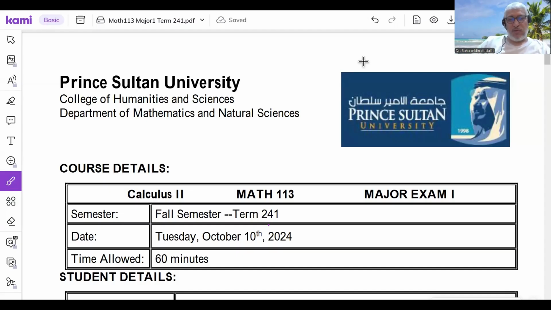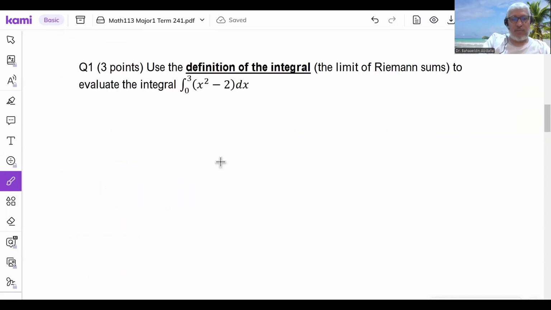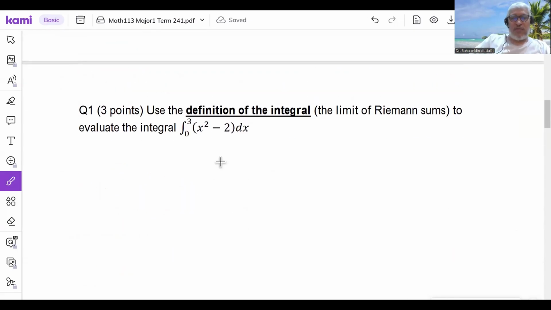This is Math 113, the first major examination, Term 241. Let us have a look at the exam and solve it together. The first question is about the definition of the definite integral. Use the definition of the integral, the limit of Riemann sums, to evaluate this integral.